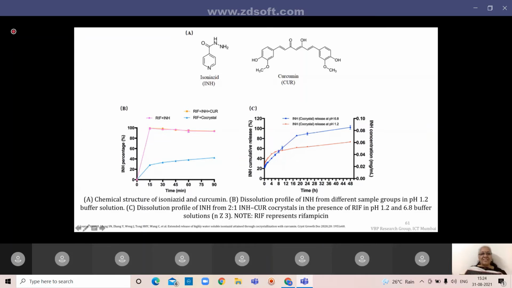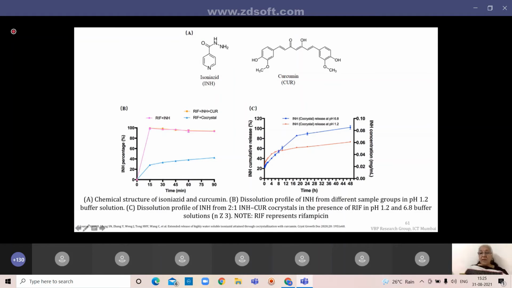Look at this. This is for the co-crystal. The blue thing is for the co-crystal. And rifampicin and isoniazid are generally taken together. I told you, rifampicin, isoniazid, pyrazinamide, this 3-drug combination is the gold standard. So therefore you can see rifampicin here also, but since I talked about isoniazid, for isoniazid also very clearly you can look at what would be the release at different pHs.